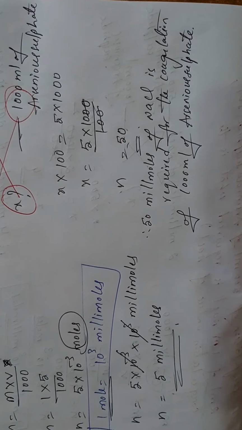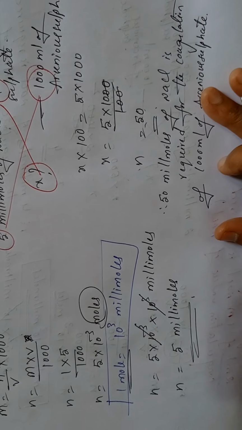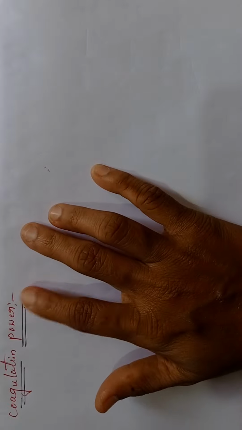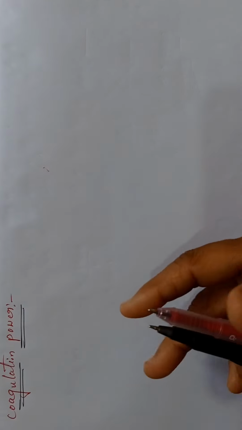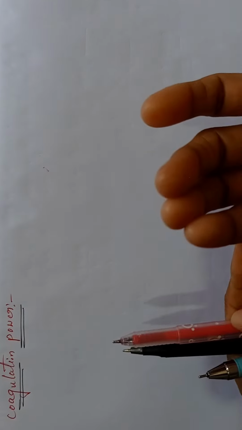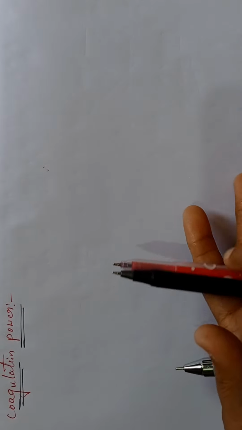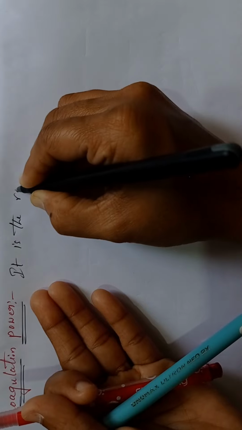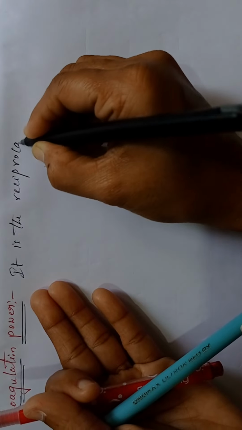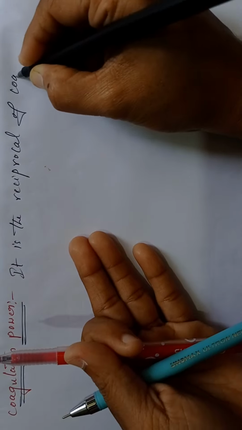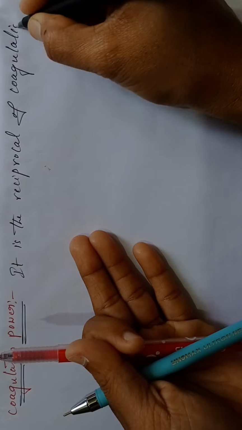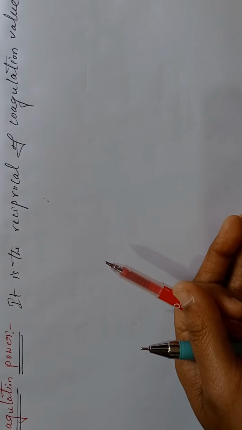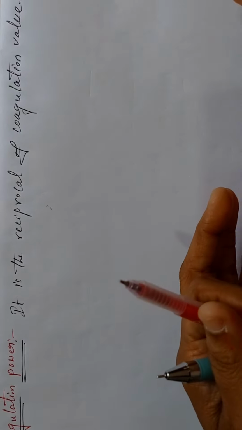I discussed the two problems. Now, see, students, coagulation power. So what is the coagulation power, students? It is a reciprocal of coagulation value, students. What is the definition? It is the reciprocal of coagulation value. Are you clear, students? It is the reciprocal of the coagulation value.